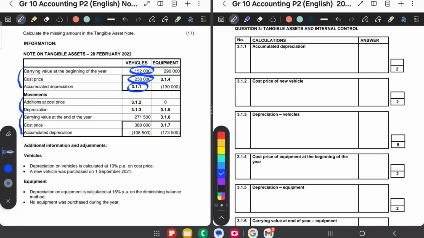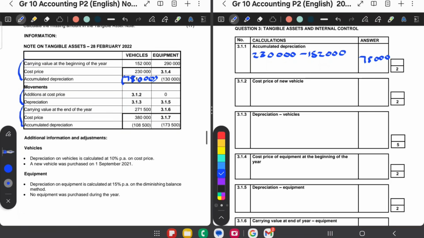So on your answer book, you're going to say the cost price minus the carrying value will now give me the answer for accumulated depreciation. So that amount is 78,000 over there. Okay? So there we go, 78,000. I'm going to put in my missing amounts here. So this is 78,000. Okay, so that's in brackets.